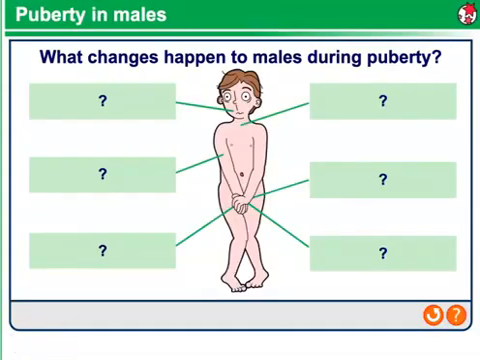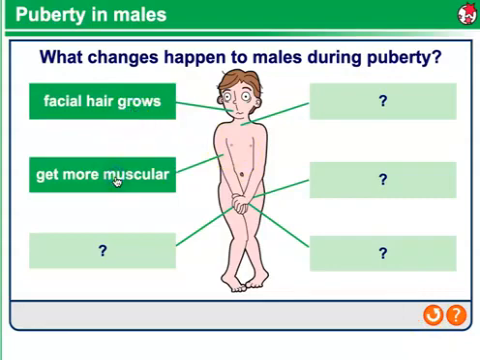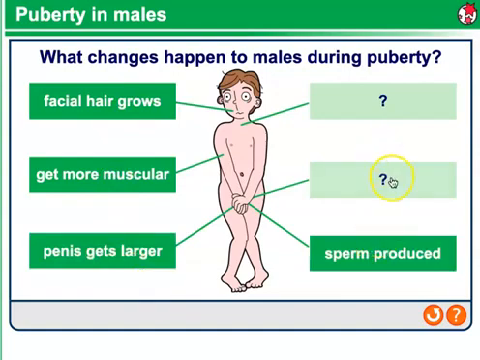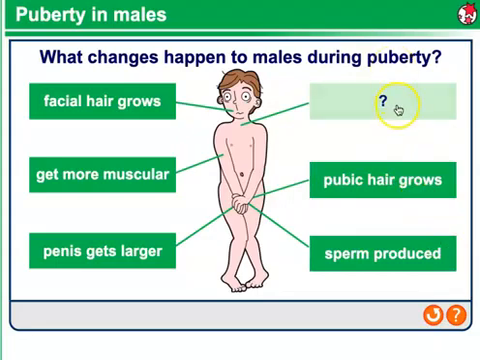So what changes happen to males during puberty? Facial hair starts to grow. Males tend to get more muscular. The penis gets larger. Sperm is produced. Pubic hair starts to grow. And the voice deepens.